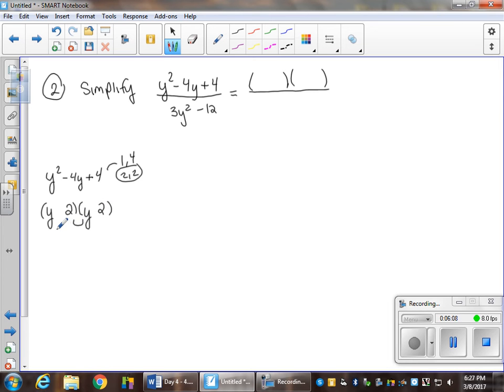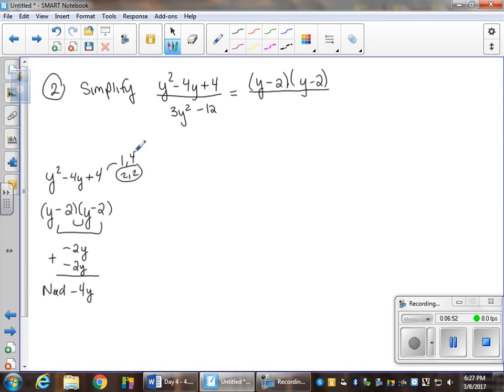Now inner plus outer needs to equal middle. Inner is 2y, outer is 2y. I need a -4y. So when they add, they have to come out to be negative. Therefore, they're both negative, and that works because -2 times -2 will give me my +4. Now, if at this point with all of your practice, you can look at this quadratic and just immediately jump to y minus 2 times y minus 2, that's fantastic. I'm not requiring this work on the side. This is strictly if factoring is still not your strongest ability.